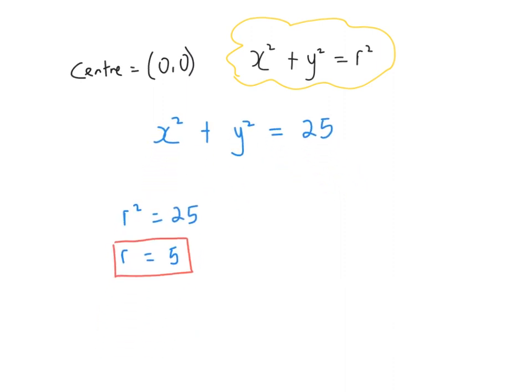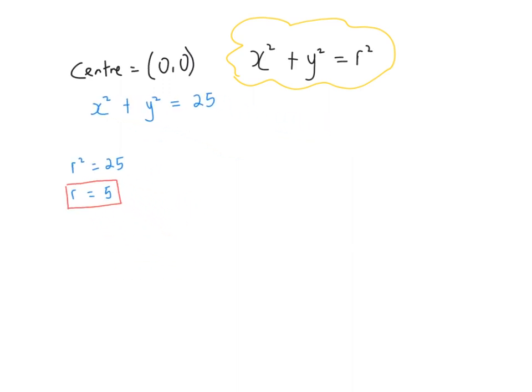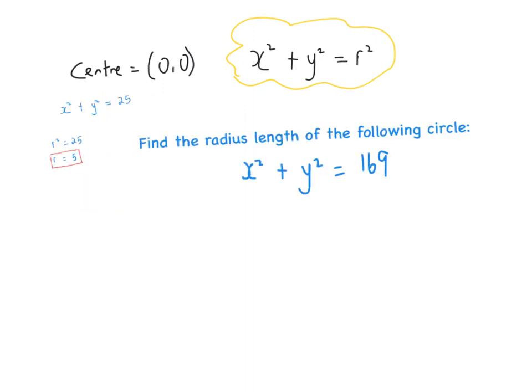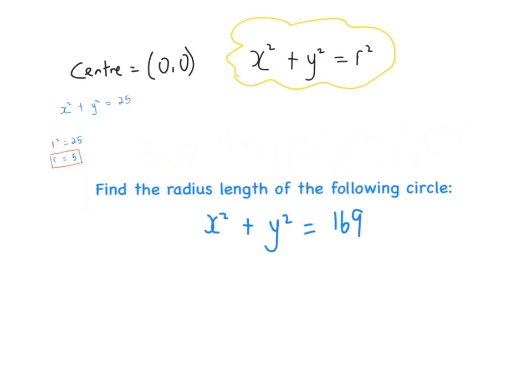Okay, so for example, we'll just do another one. It might be a question something like this. Here we're asked to find the radius length of the following circle where x squared plus y squared is equal to 169. So straight away I know from my formula here, x squared plus y squared is equal to r squared.